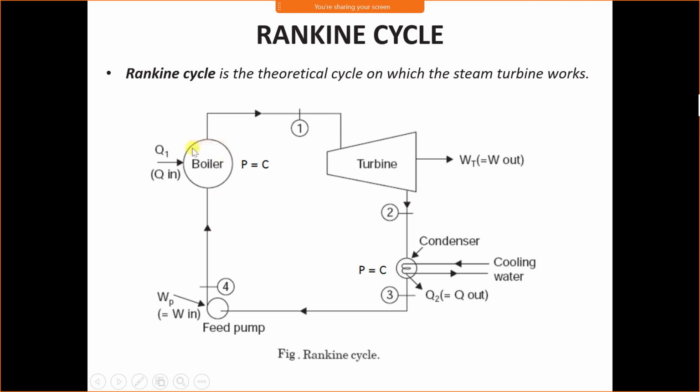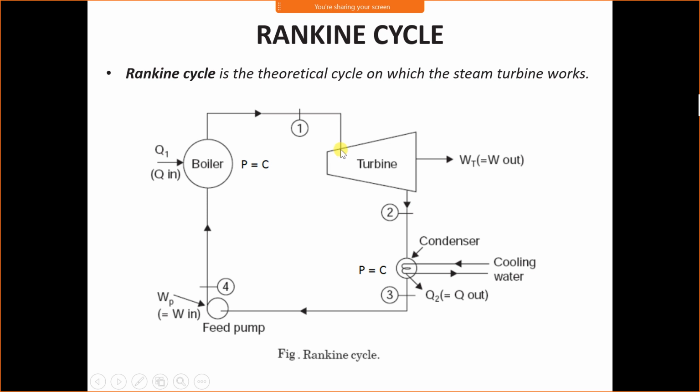Subcooled water enters the boiler and gets heated. First, subcooled water is converted into saturated water, and saturated water is then converted into saturated vapor. And saturated vapor, meaning saturated steam, enters the turbine. Steam strikes the turbine blades, the turbine rotates, and the shaft of the turbine is connected to the generator, which converts mechanical energy into electrical energy, and we get electric power output.